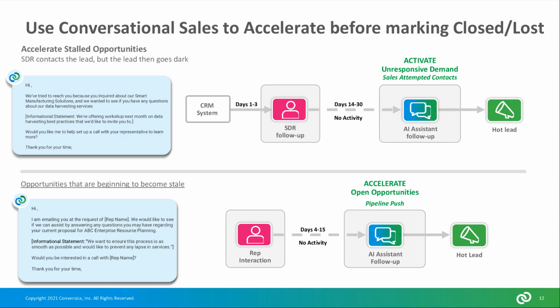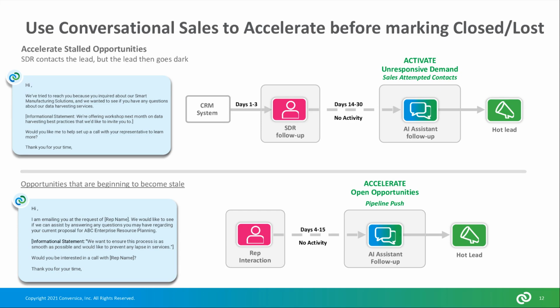And just to think a little bit more about this in terms of using conversational sales to accelerate before making that close loss, because if you're working with pipeline opportunities that get stalled, right, then you need to be able to see if you could revive them again. So there's a couple ways to think about it. First, opportunities get stalled at the SDR level, right? So an SDR contacts the lead, but then the lead goes dark. So just think about it, it comes in through your CRM, the SDR does what they're supposed to do, they follow up, they're not getting any kind of real interaction.